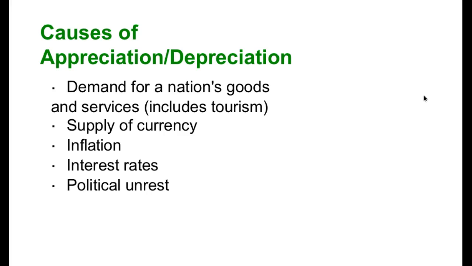And finally, political unrest. People generally do not want to buy currencies from countries that are not seen as stable. So when there's political unrest, people who have money will tend to increase their supply in the exchange market and go in search of more stable currencies.